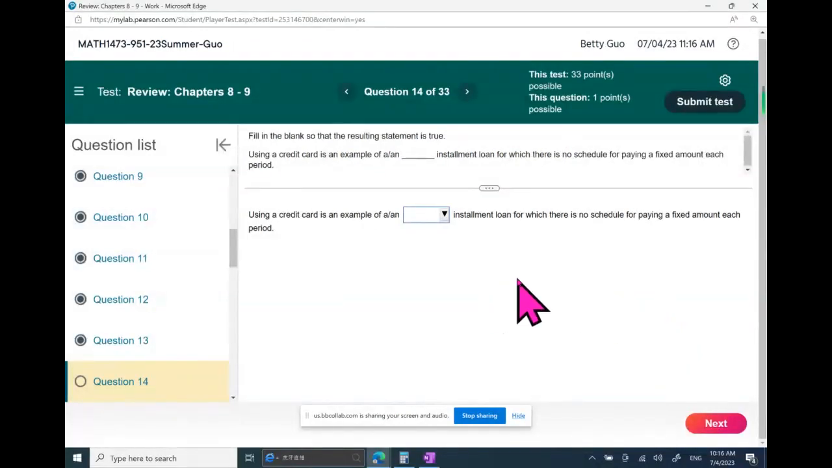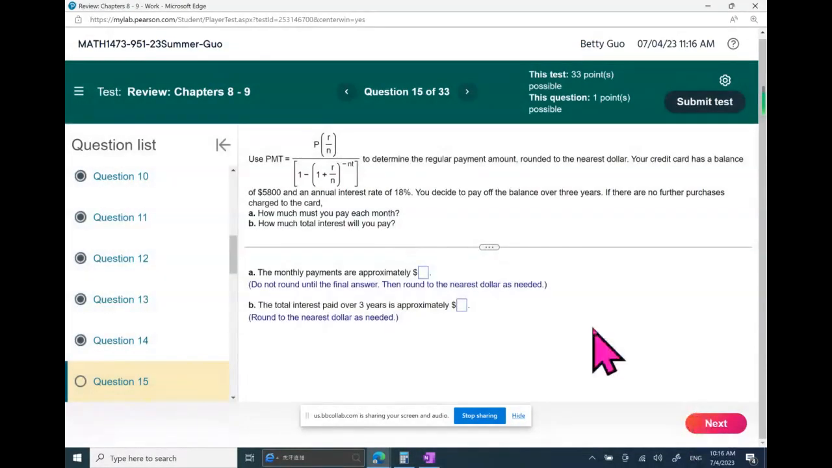Number 14. Fill in the blank so that the resulting statement is true. Using a credit card is an example of an open-end installment loan because there's no schedule for paying a fixed amount each period. I guess you have to pay the minimum, but don't do that. Always pay in full and set up your auto pay. And those questions are a little easier.